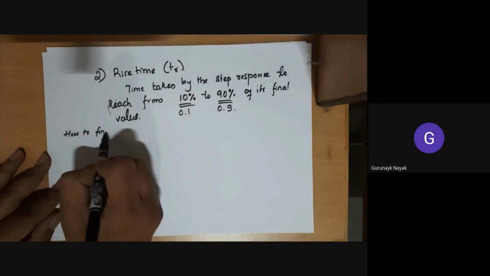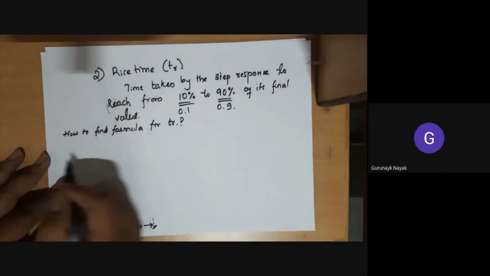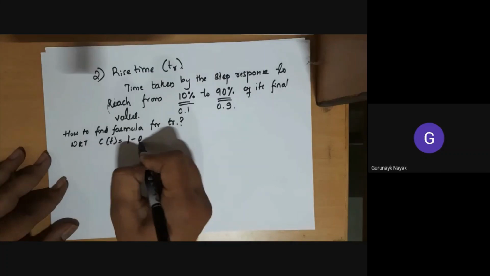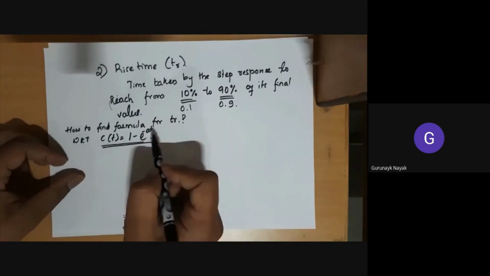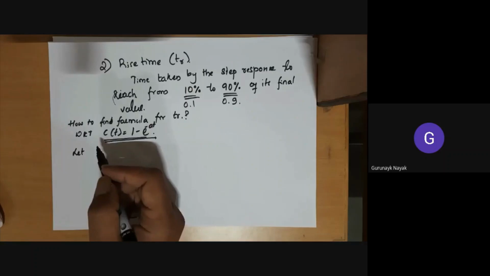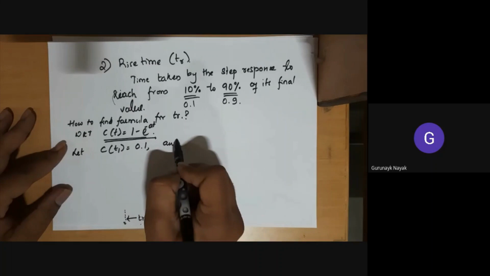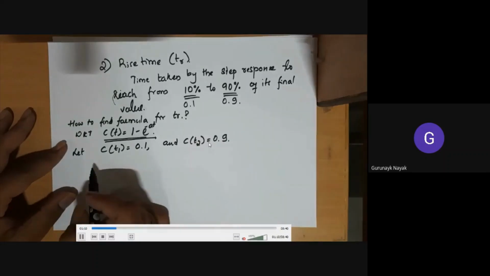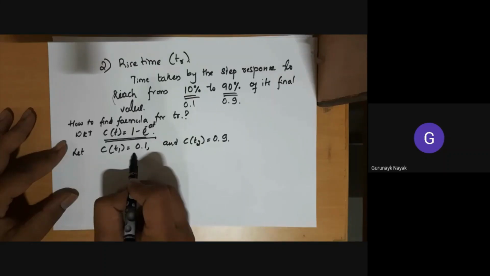But does any formula exist to define this mathematically? Is there any formula for the rise time we can derive? Think. Very simple. Yes, there of course exists a formula which we can derive as follows. We know the output c(t) equals 1 minus e raised to minus t. So how do I get TR from this? Let me make some definitions. I will call the output at time t1 as 0.1 and the output at time t2 as 0.9. This 10% and this 90% occur at two different instants of time. I'm just making a definition.